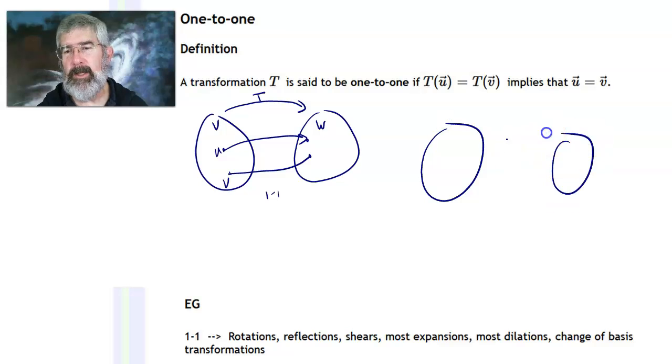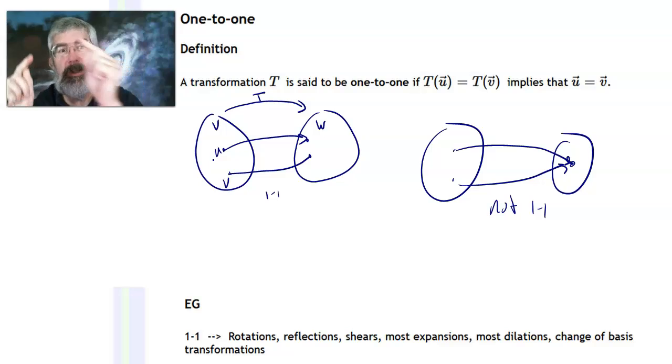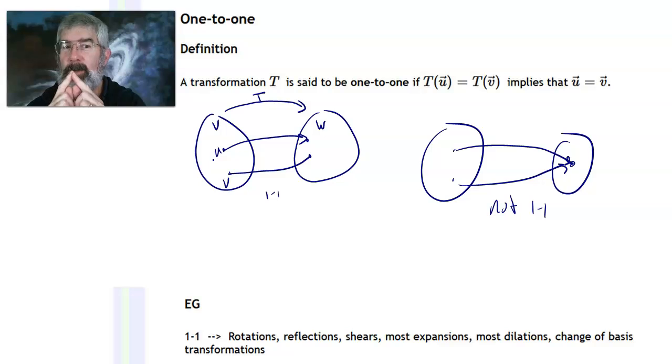Whereas if you had something like this, where you had 2 different points being sent to the same point, this is not one-to-one. Right? And I use 1-1 as an abbreviation for one-to-one. It can't just be that for some u and v they're being sent to different points. It's like every time you have 2 different points, they get sent to 2 different points. Or if ever you have 2 things being sent to 1 point, then those 2 points really weren't 2 points. They were 1 point to start with.